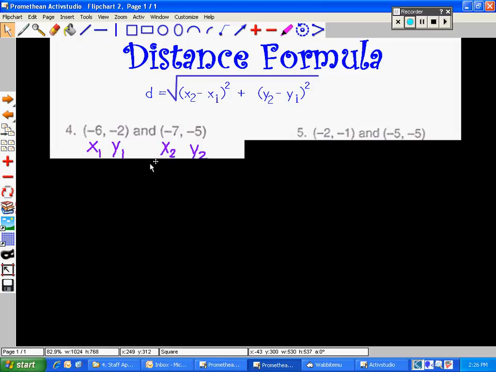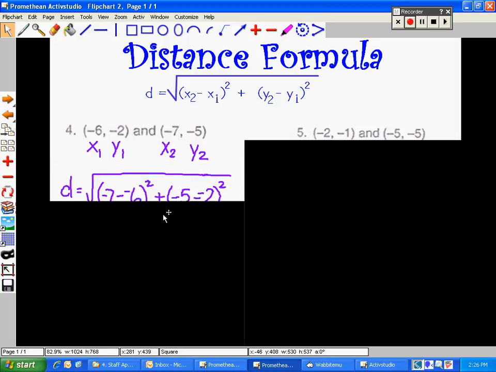First, you have to label. This is the first point, this is the x, and this is the y, so x1, y1. This is the second point, x2, y2. From this step, we just plug these numbers into the formula. Be sure that you take the negatives with the number, and also don't forget the minus sign in the formula. So first step, plugging in.